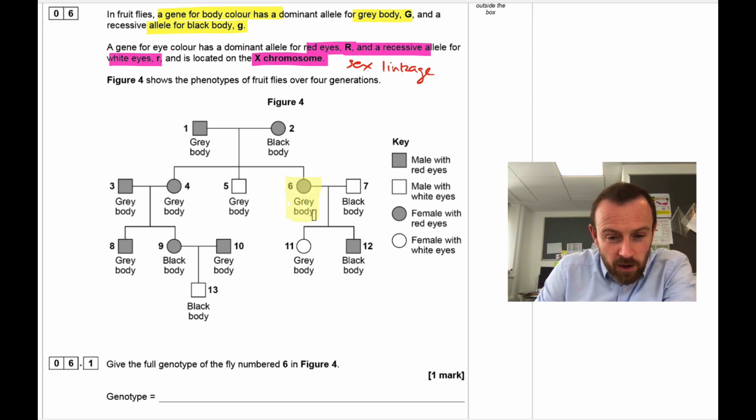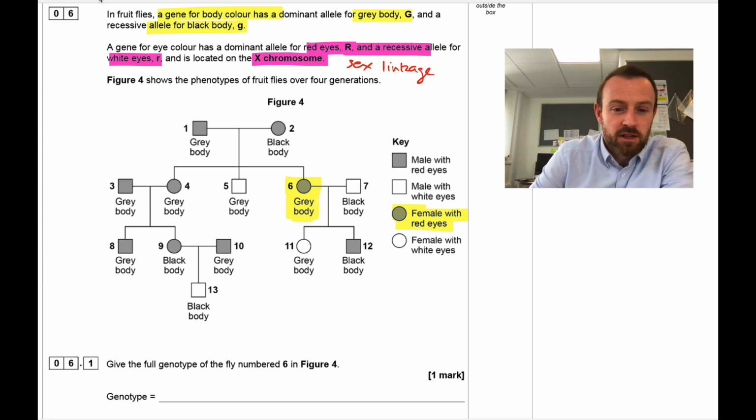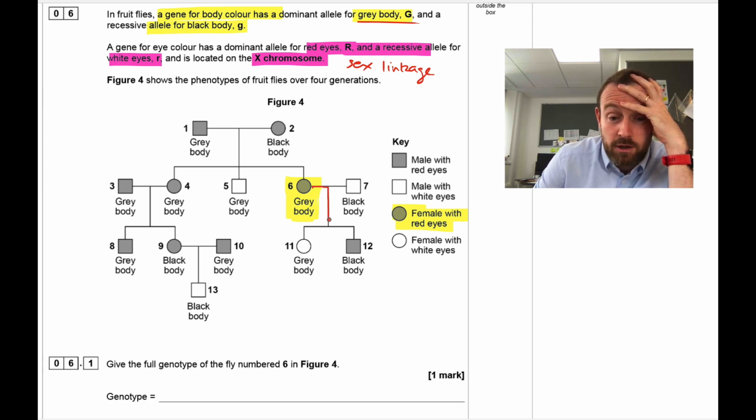Okay, so what do we know about this fly? It is a grey-bodied female with red eyes. This is problematic because it has the dominant characteristic grey body, and it has the dominant characteristic red eyes. But we don't know, is it homozygous or heterozygous? That is what makes this tricky. So is there a way that we can figure out whether it's homozygous or heterozygous? The easiest way is probably to look at its offspring. So let's look at the cross that it can produce.